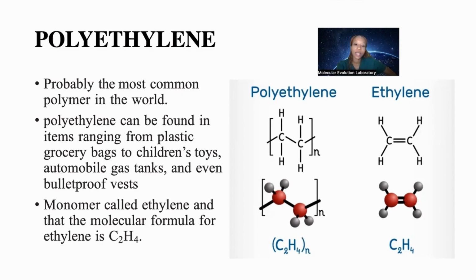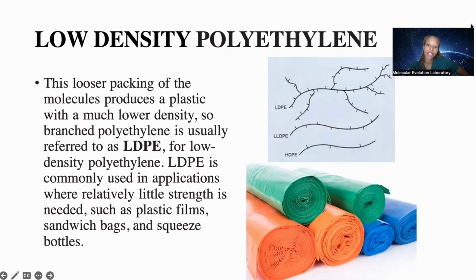Polyethylene can be found in items ranging from plastic grocery bags to children's toys, automobile gas tanks, and even bulletproof vests. The monomers of polyethylene are called ethylene. The formula of ethylene is C2H4. Polyethylene can vary in density: it can be low density, ultra low density, or high density polyethylene. Looser packing of molecules produces a plastic with a much lower density. Because the molecules are loosely packed together, you produce a lower density.